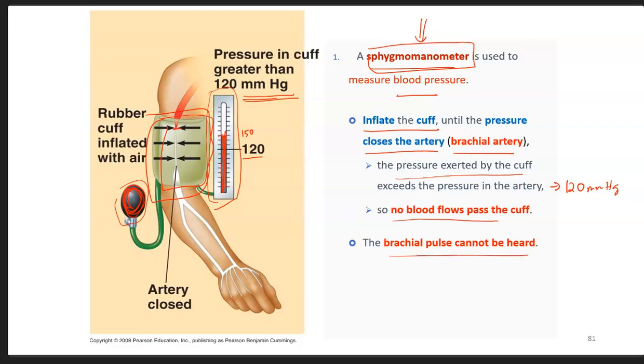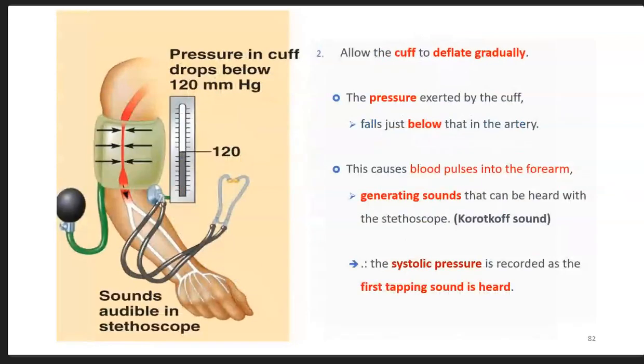So how do you hear the pulse? You use a stethoscope. You place the stethoscope just here, and you will not hear any pulse at first. You don't put your ear there, you use a stethoscope. You place this portion of the stethoscope onto the place where you detected the pulse, the brachial artery.